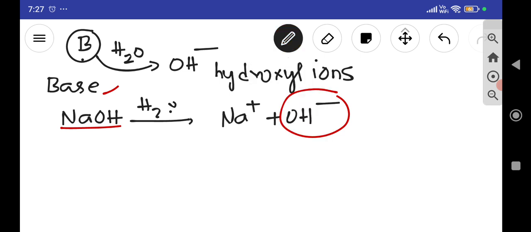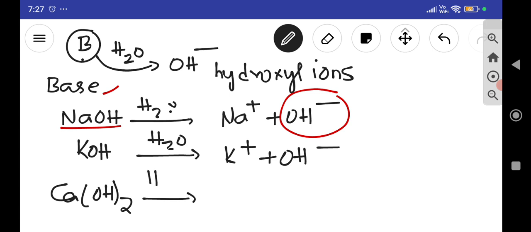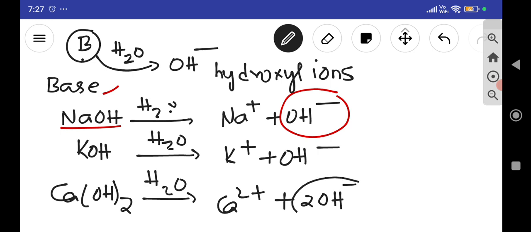Some more examples are potassium hydroxide, KOH, which in water forms K plus ions and OH minus. You can also take calcium hydroxide, which in water gives Ca2 plus and 2OH minus ions. So all these substances are releasing OH minus ions, hence you call them bases according to Arrhenius theory.